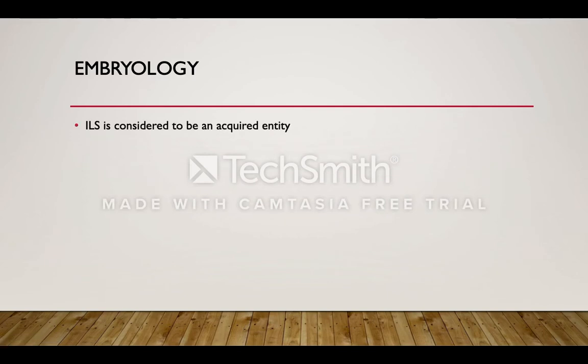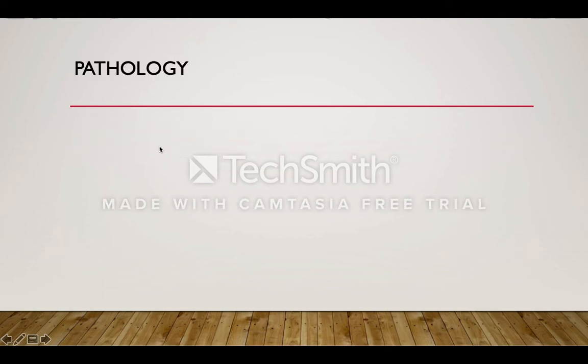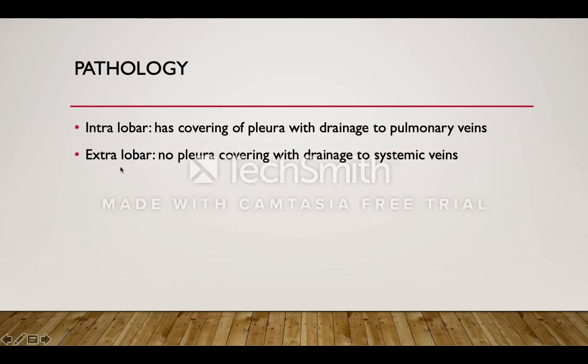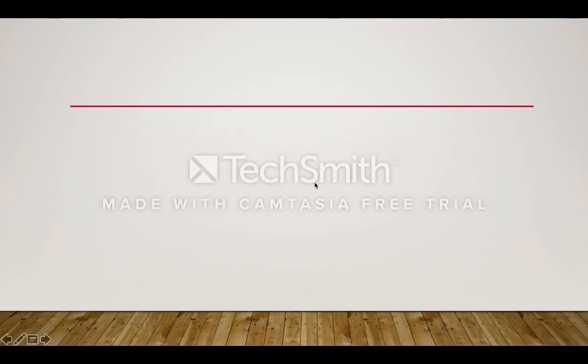Embryologically, intralobar type is considered to be an acquired entity. However, extralobar type has a true congenital origin. Pathologically, intralobar type has a pleural covering with drainage to pulmonary veins. Extralobar type has no pleural covering with drainage to systemic veins. But both have a common point, which is receiving an arterial feeding vessel from the thoracic or abdominal aorta.